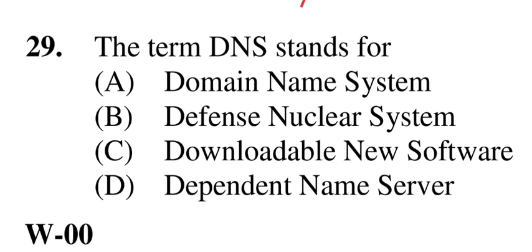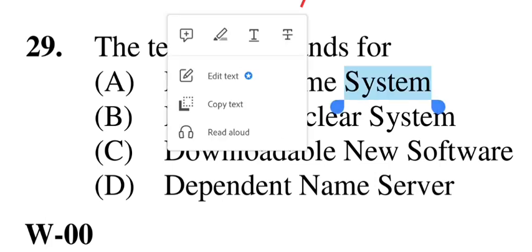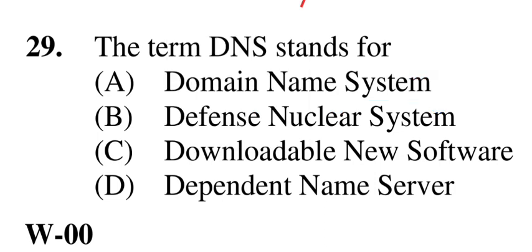29. The term DNS stands for what? Domain name system, defense nuclear system, downloadable new software, dependent name server. The term DNS stands for A, that means domain name system. Okay, domain name system, it is the correct option.